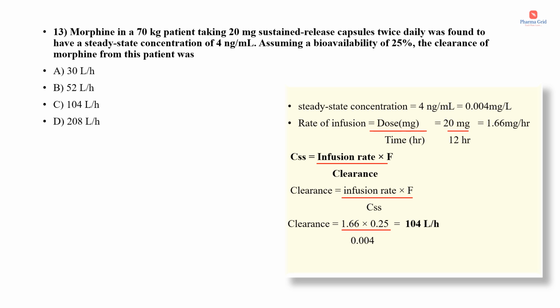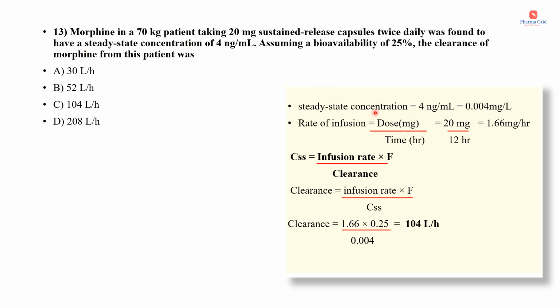And what are the data given here? Dose is given as 20 milligram and this morphine is given twice daily. Okay, twice daily means 12-hour period. Okay, 12 hours. And the bioavailability is given as 25% and steady state concentration is 4 nanogram per ml.